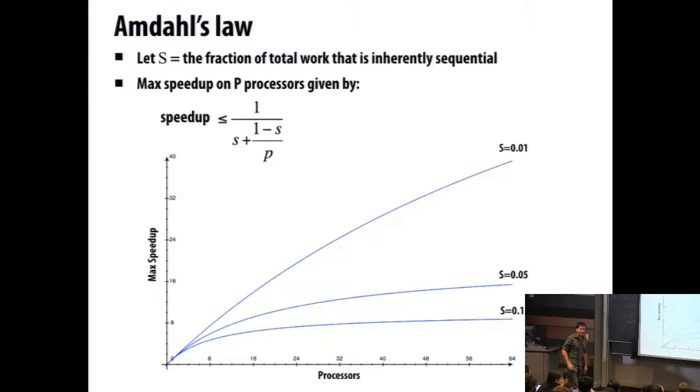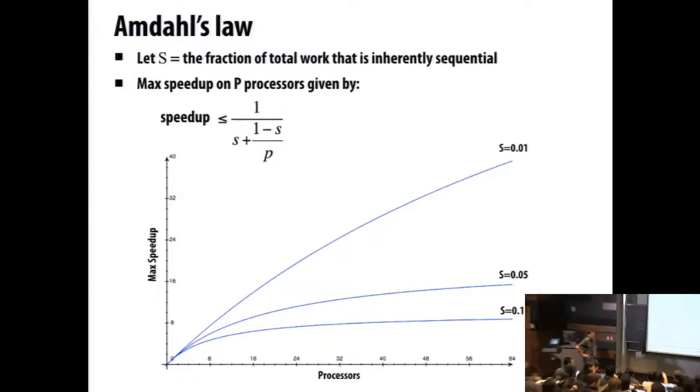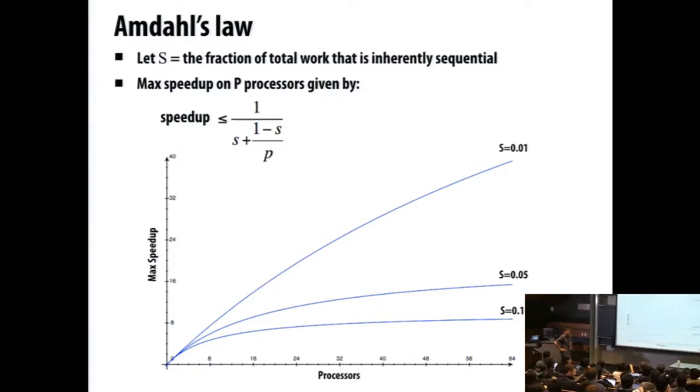David, yeah. So basically the idea is that if you have a certain section of your code that must be sequential, the total speed you can get from adding processors is bound pretty quickly by the fraction of the code that's sequential. Yeah, exactly right.